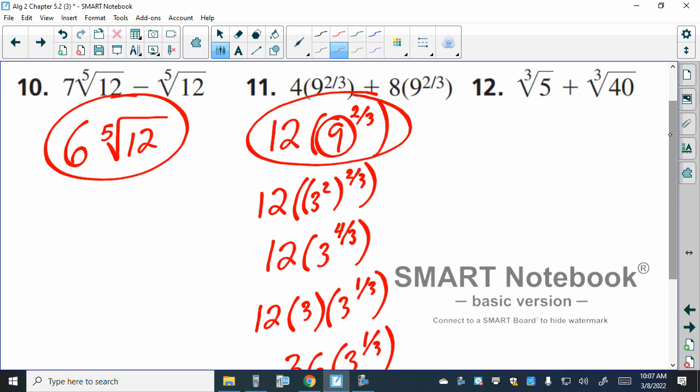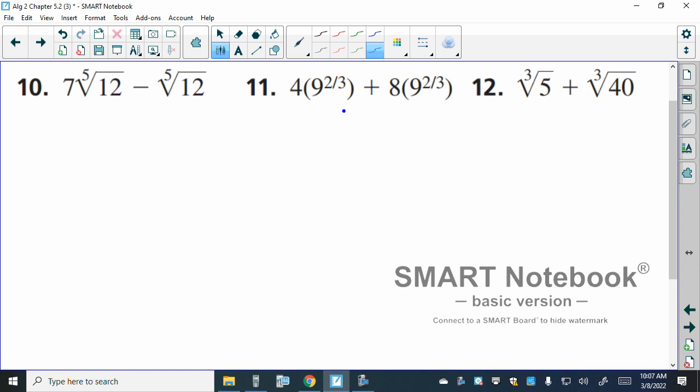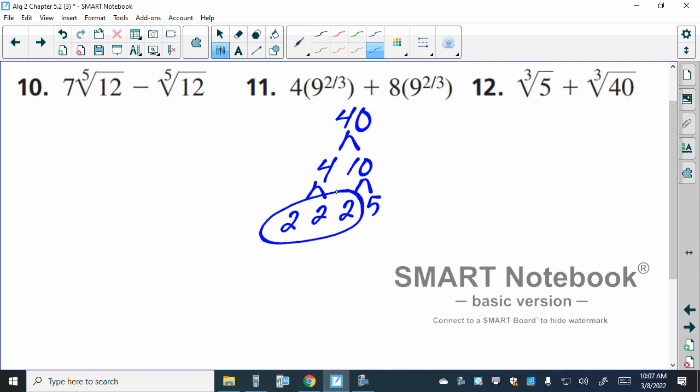So, number 12. We have the cubed root of 5 plus the cubed root of 40. So we need to see if we can rewrite the cubed root of 40. If we look at 40, well, one of the numbers that we do know will go into 40 is 10 and 4. Well, 4 is, and 10 is. And we do have 3 twos because we're taking the cubed root, so we do need groups of 3. So that will be helpful.